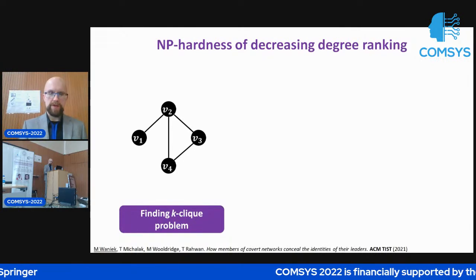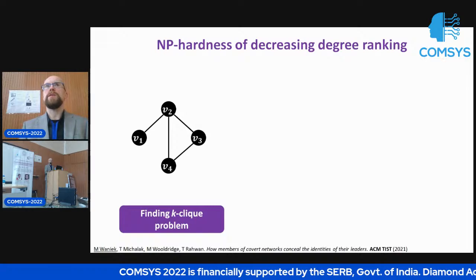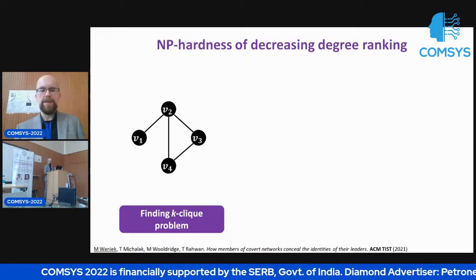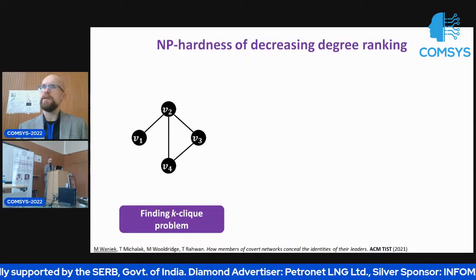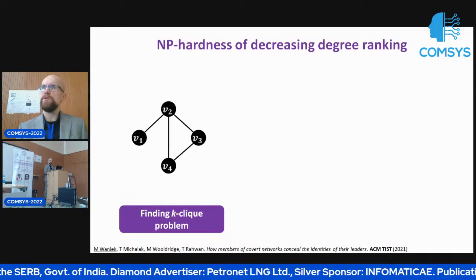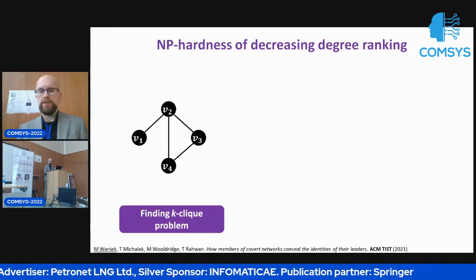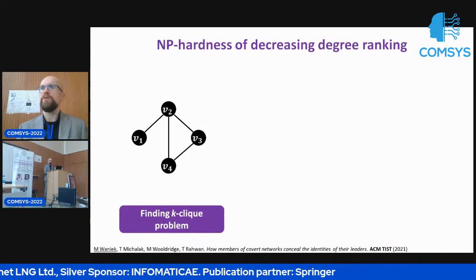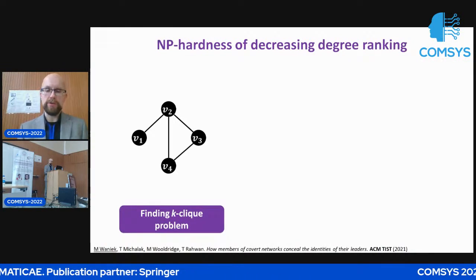So now we have the problem of finding a k-clique. This is the problem of taking a network, a graph, and finding whether there exists a clique in it. A clique is a graph in which every single node is connected to every single other node. So let's say that in this small, very simple graph, we want to find a three-clique, a clique consisting of three nodes.